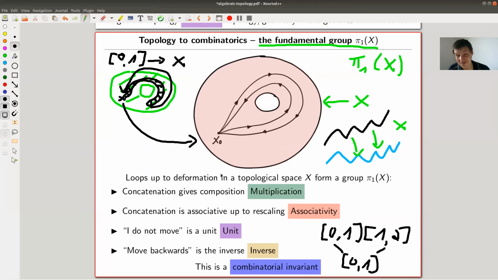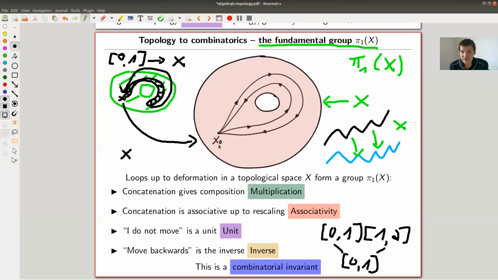So there is a unit, for example, and the unit is always the one you forget if you see it for the first time. But a totally legal loop is a loop that doesn't move at all. I just stay at my chosen base point. I don't move at all. And of course, if I compose that with any other loop, the original loop doesn't really change. So this is a unit in this multiplication, the composition of loops. And the move backwards, I will show you an animation in a second, is the inverse. So it's not hard to check that this fundamental group is actually a group.